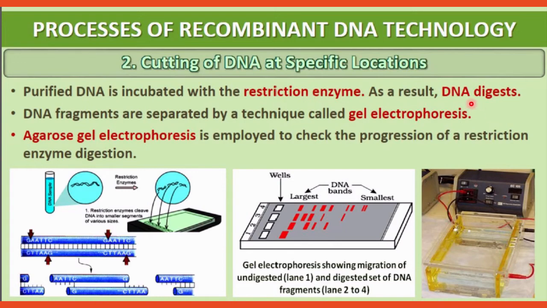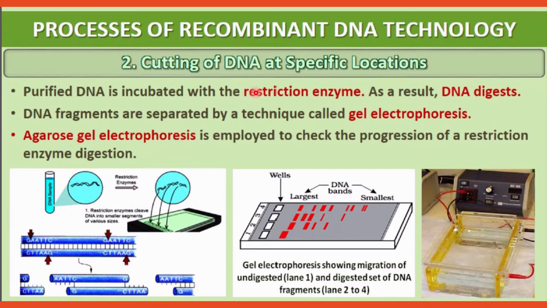DNA will be digested, and DNA fragments are separated by a technique called gel electrophoresis. This is a very important technique by which we can separate out the DNA fragment of desirable characteristics. We will learn it in detail. That is the agarose gel electrophoresis method.